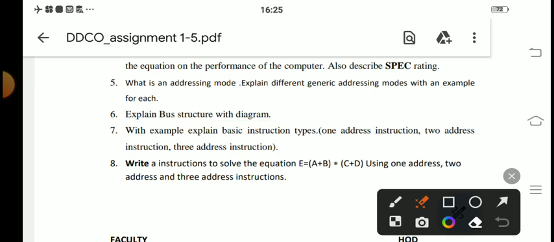Explain the bus structure with an example, with a diagram. Next, instruction types, that is one address instruction, two address instruction, three address, and so on. Next, you have to solve this equation using the one, two or three address instruction. This is an important question. Okay, you must know where is the source and where is the location of the destination. Depending upon that, try to solve this equation.